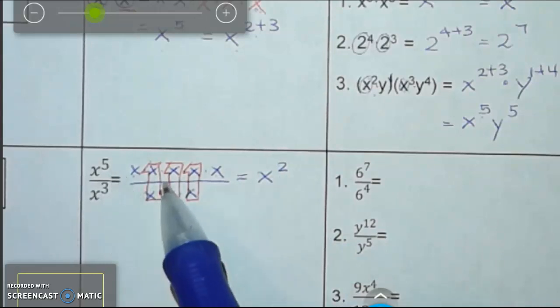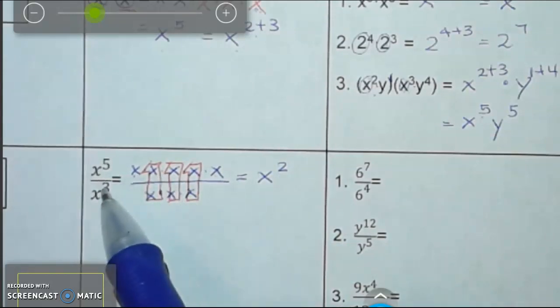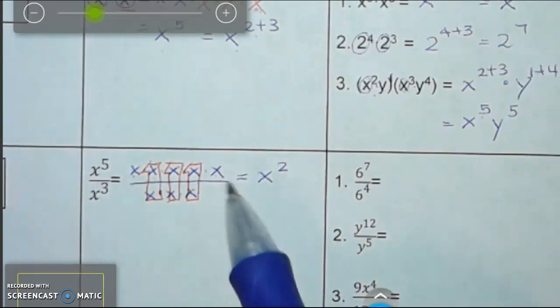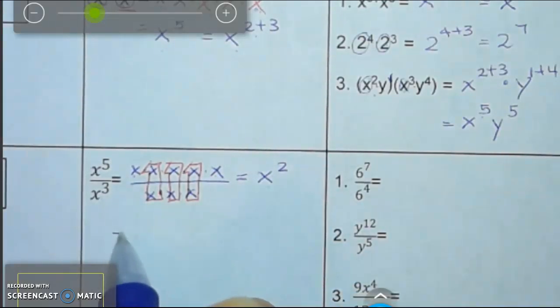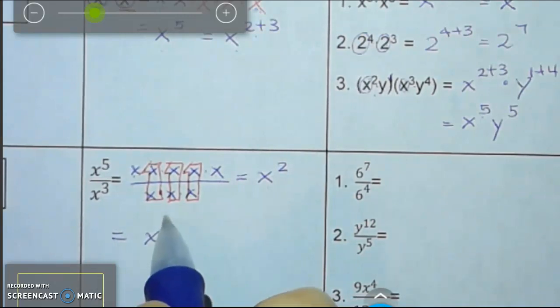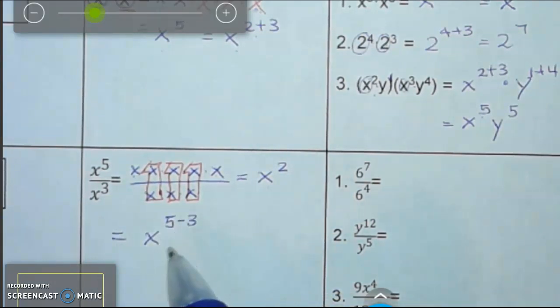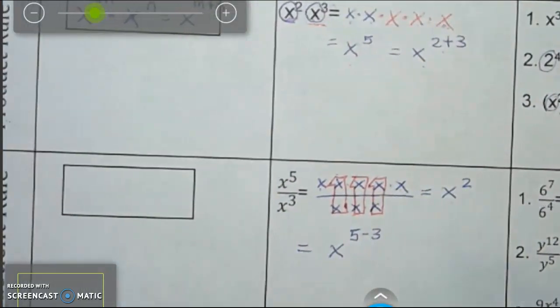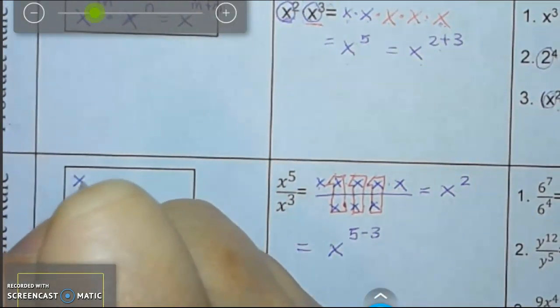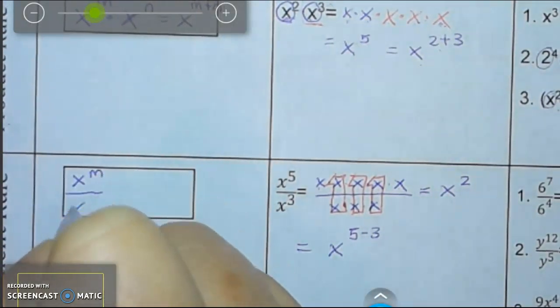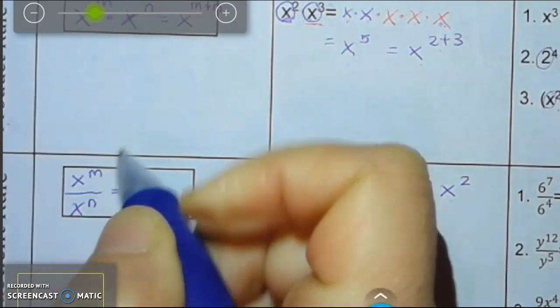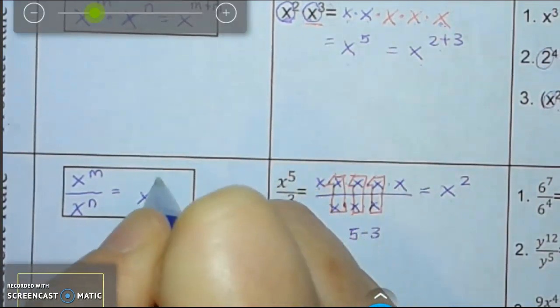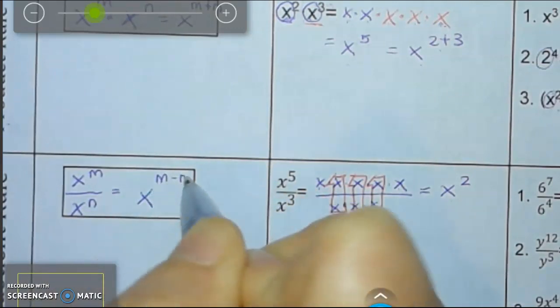Okay, and that's because you get to match up however many is at the bottom with however many is at the top, and what you're left with is the answer that you have. So this just becomes the same as x to the power of 5 minus 3. And in a generalized form, if we have x to the power of m divided by x to the power of n, this just becomes x to the power of m minus n.